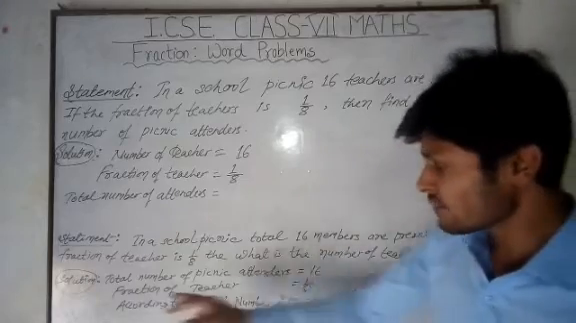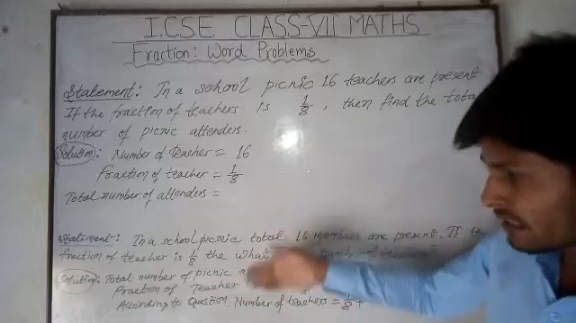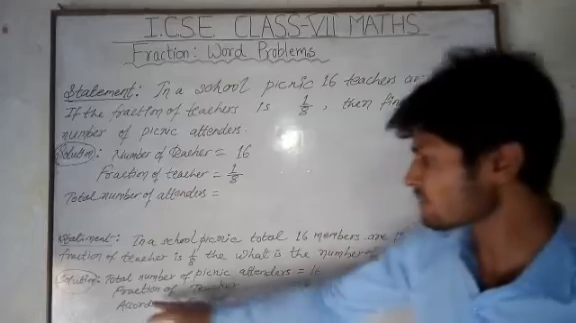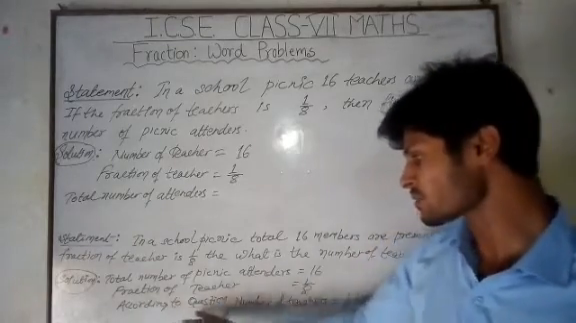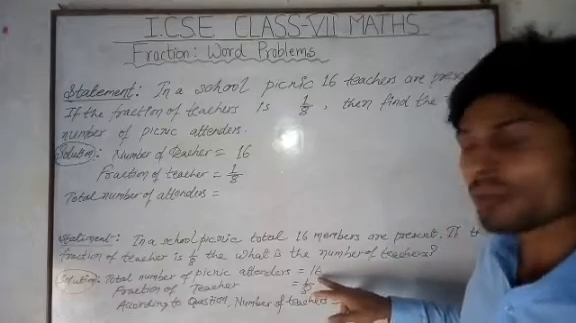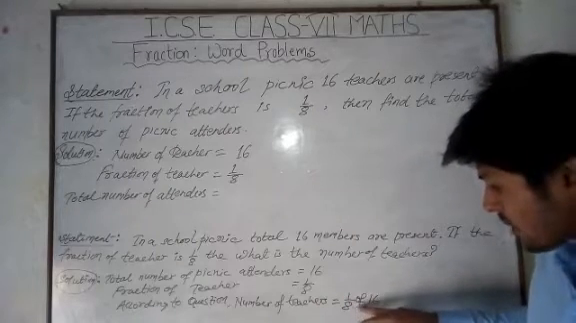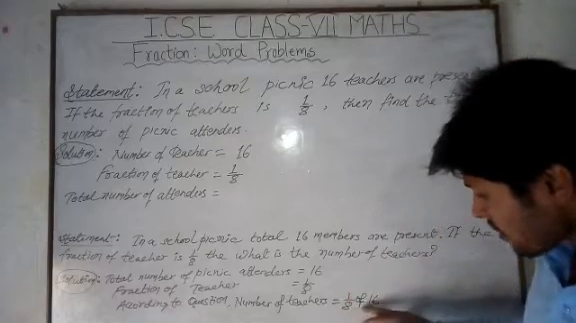See here, we have the total number of picnic attenders in the next question. The total number of picnic attenders is 16 and the fraction of teachers is given as 1 by 8. Then we can easily calculate according to the question. The number of teachers is what fraction? 1 by 8 of 16, the total. 1 by 8 of the total number is actually the number of teachers.